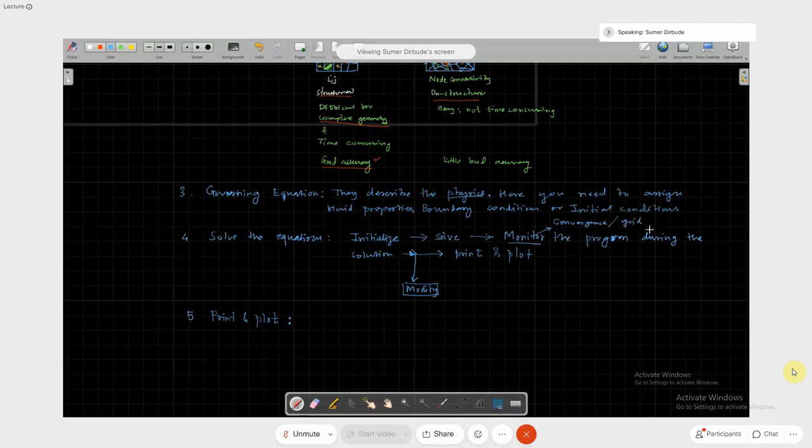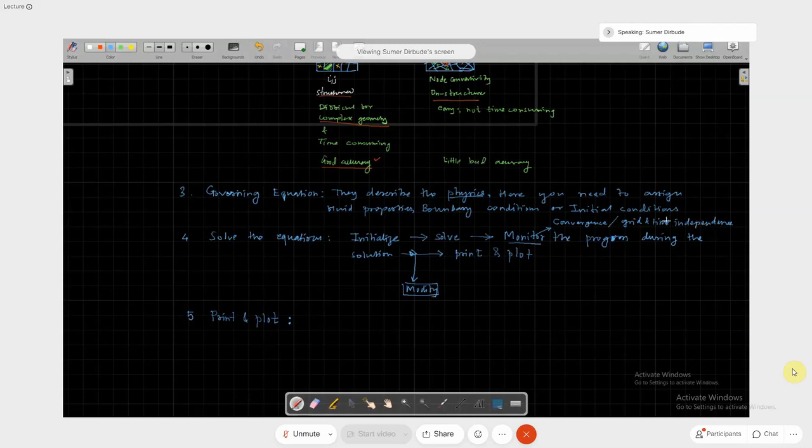Grid and time independence. Whatever grid I have chosen and whatever time step I have chosen, is my solution independent of this grid and time step or not? That you have to check. If your solution is dependent on grid, then that is not a correct solution. So you should only represent those solutions which are grid and time step independent.